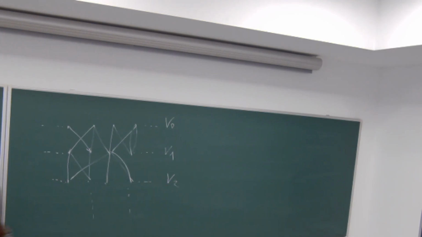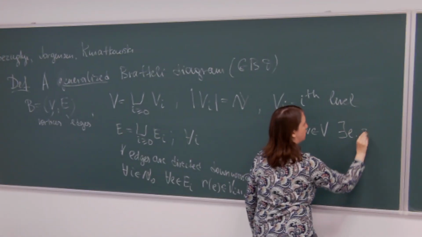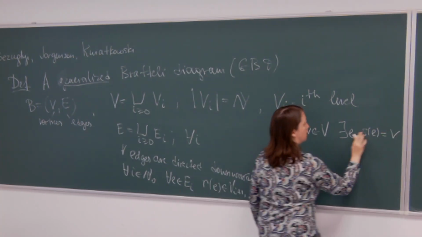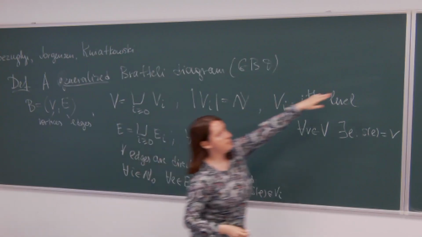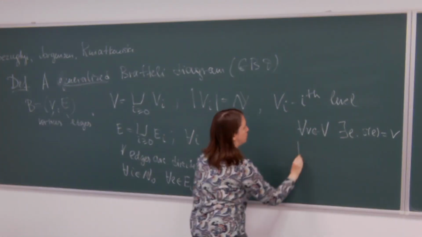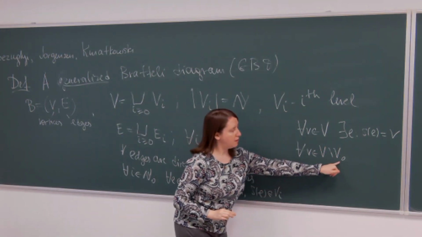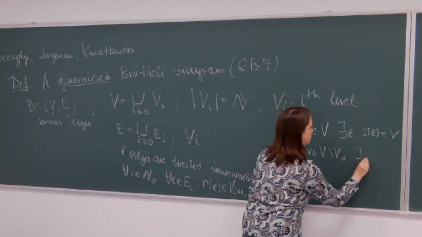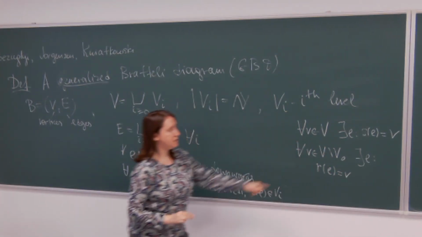So another rule is as follows. For every vertex, there is an outgoing edge. There exists e such that the source of e is v. And for every vertex except for vertices of level 0, there is an incoming edge. So for every v in V except for V_0, there exists an edge which ends in this vertex.